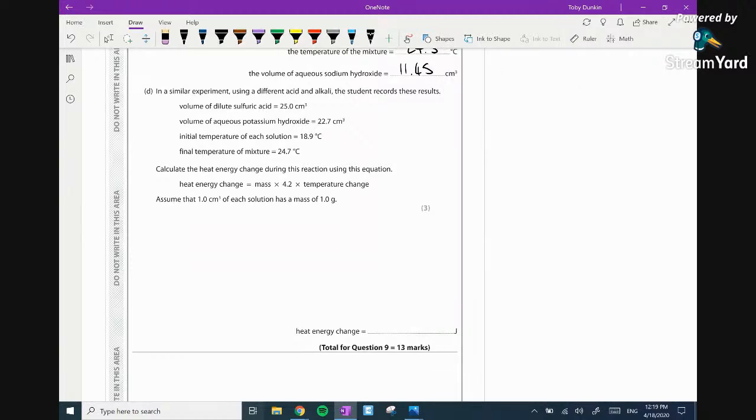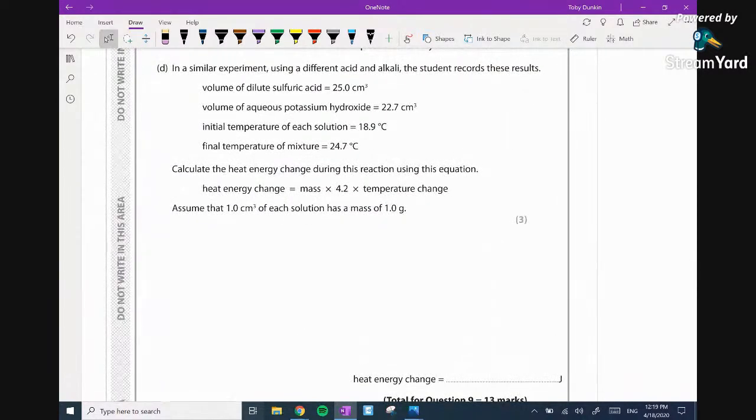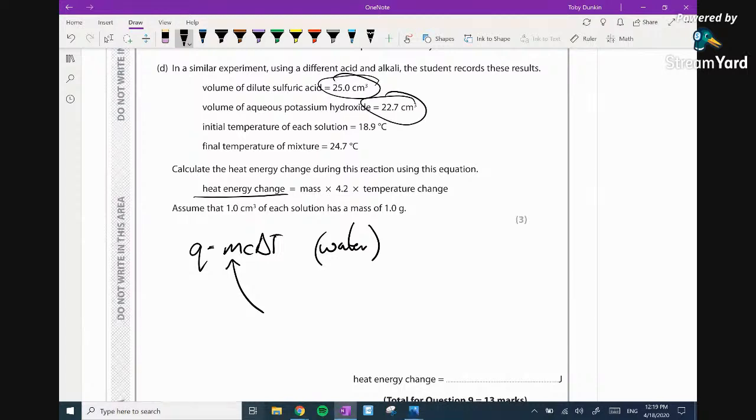In a similar experiment using different acid and alkali, the student recorded these results. Calculate the heat energy change during the reaction. So we're just running Q equals MC delta T. Right, this is all about water. So now we need the mass of the water. The clever thing about this is we've got acid and alkali, so the two volumes get added together. That's the trick here, folks.